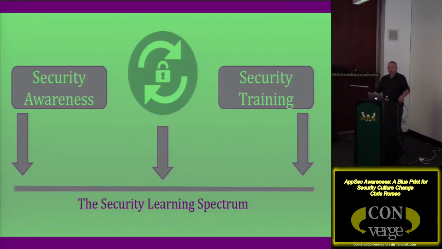And so this is how I think about where application security awareness fits on the security learning spectrum. I already talked about the general security awareness sitting off to the left side here. And then I think of what I call traditional security training sitting to the right-hand side. It might be instructor-led in a classroom. It may be video-based.